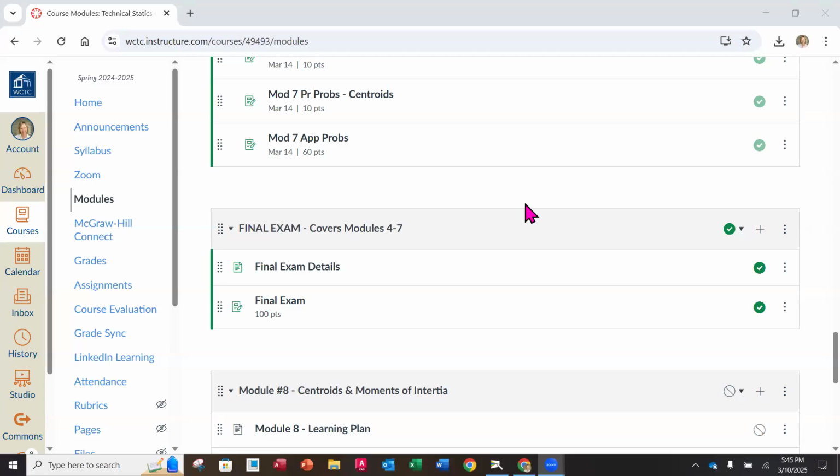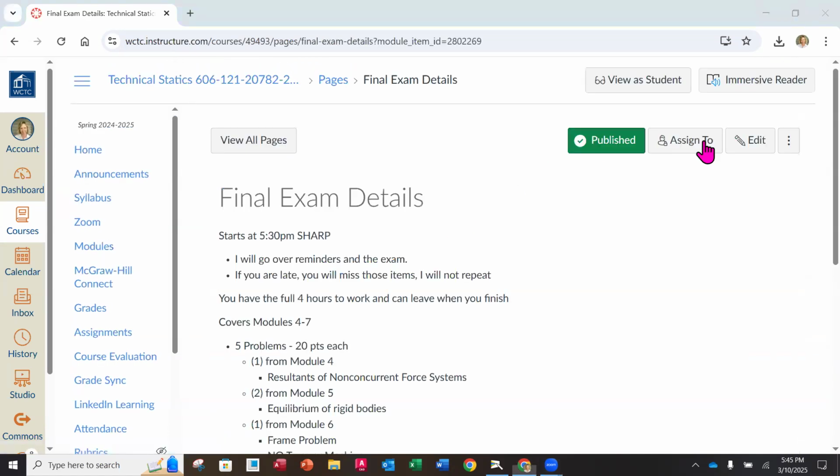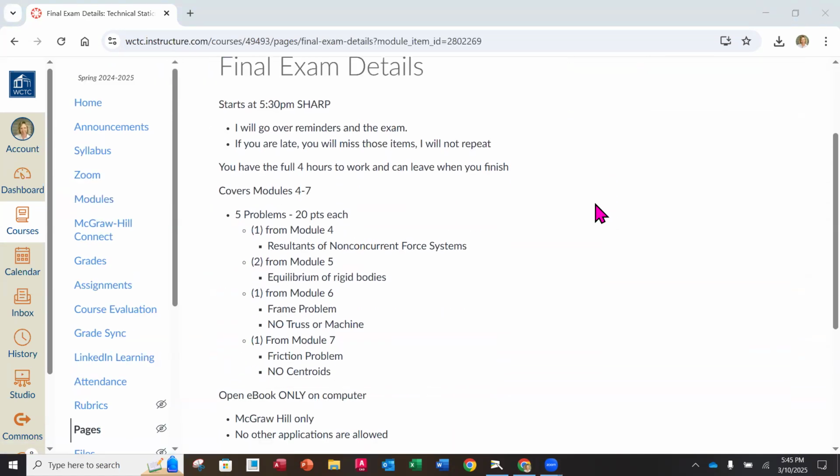Okay, so I want to give you an overview of what to expect on the final exam. You'll notice that there is a module here in the modules right at the bottom after module 7, and we're going to just go into the details. So you're going to find that this exam is going to be formatted really exactly like what we had before in terms of how I'm administering it.